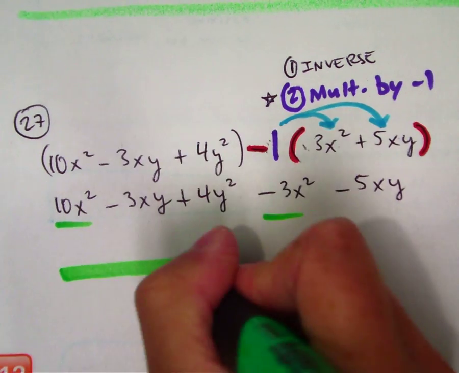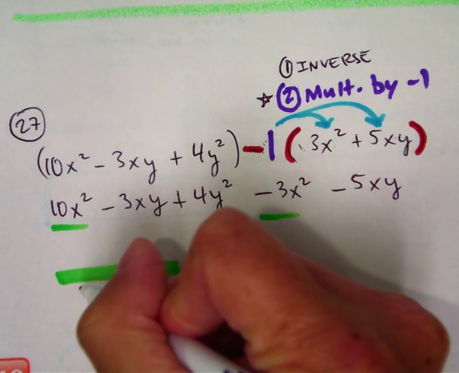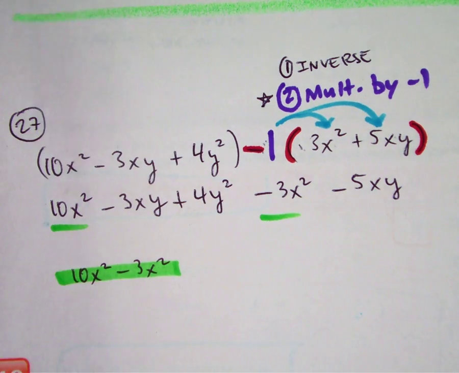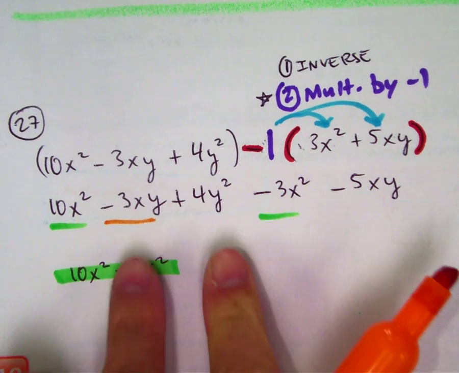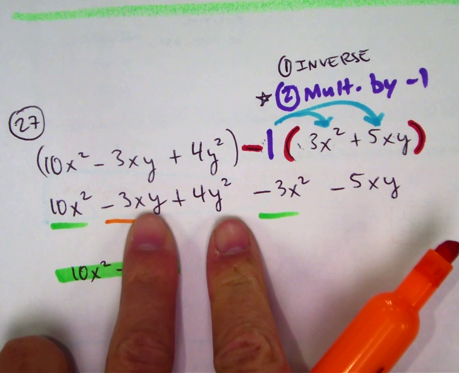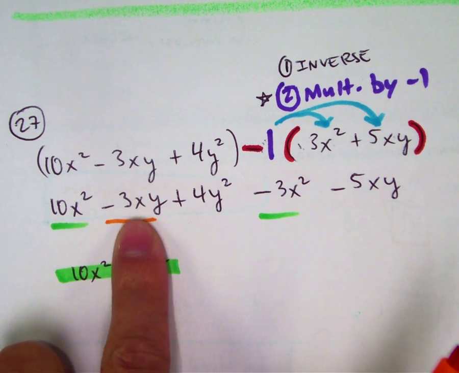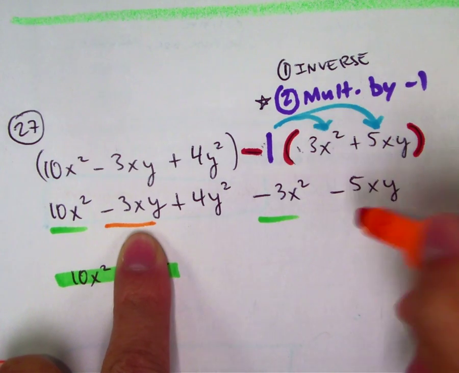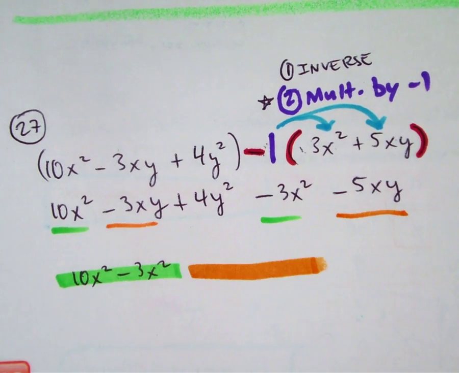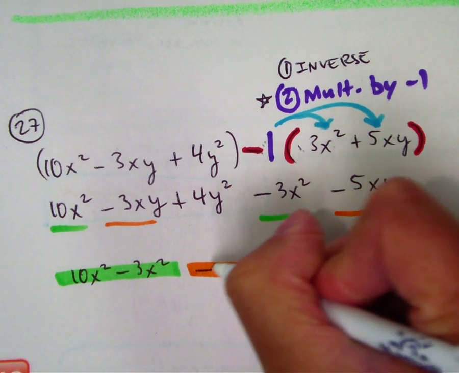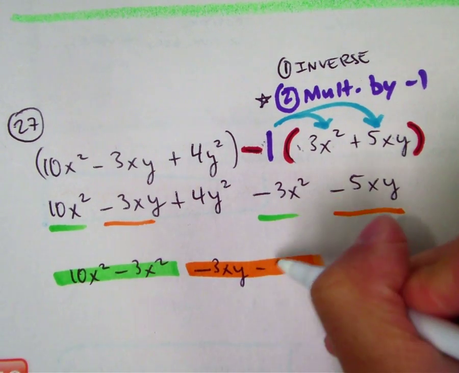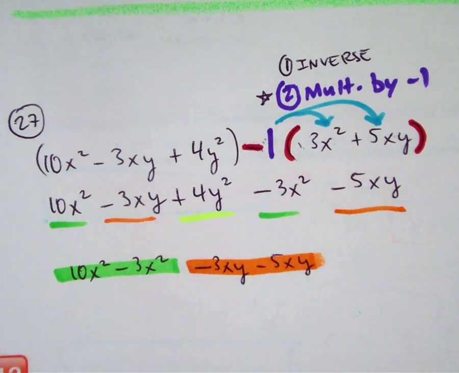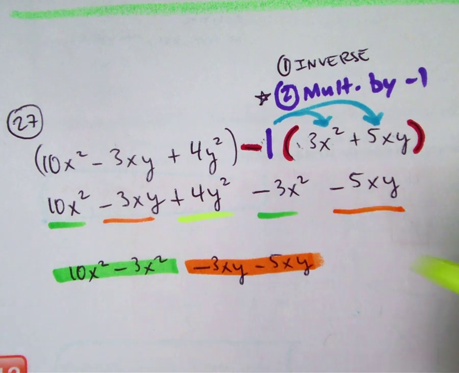So I'm going to write those two down here. I have 10x squared minus 3x squared. Class, are these like terms? No. They both have a y, but this one needs to have both an x and a y. No exponents, no little numbers on top. How about these? Yeah. So I have negative 3xy minus 5xy. These are like terms. And how about this one? Is there anything to combine it with? Nope. So you just write it.